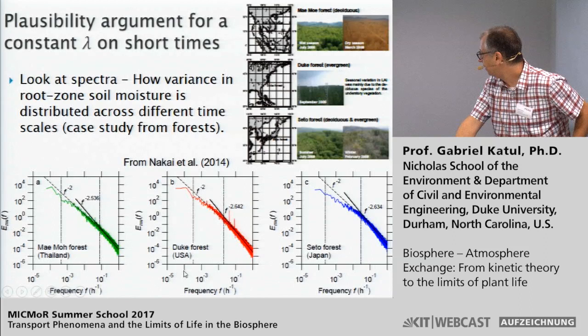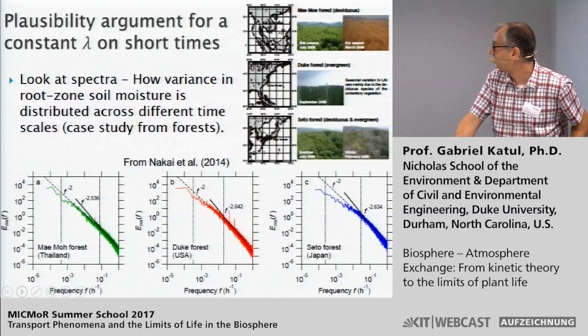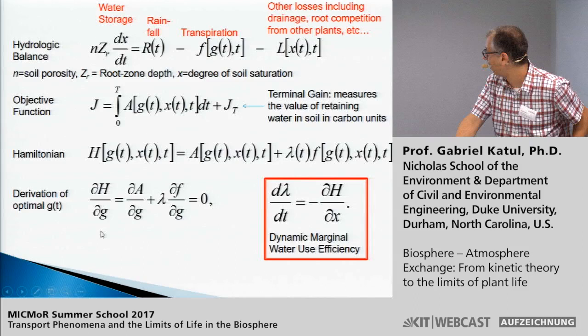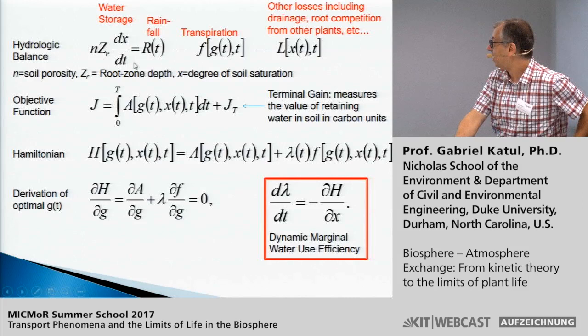Okay, so that might suggest that there is a timescale separation that would allow us to assume that perhaps lambda is constant on sub-daily timescale, but would vary on longer timescales. So with this, Stefano Manzoni decided to revisit the whole problem, but now looking at it from the available water itself rather than transpiration.